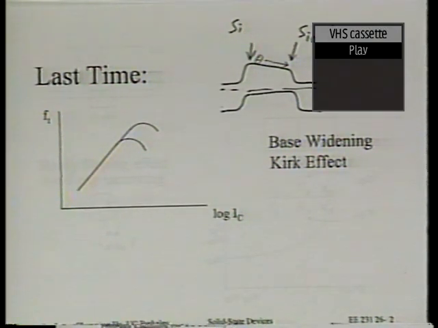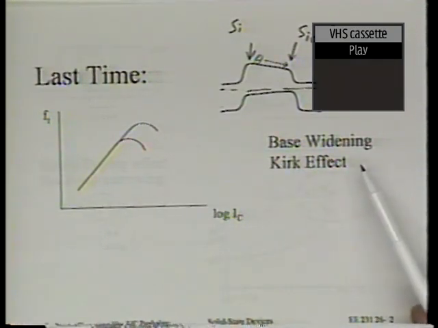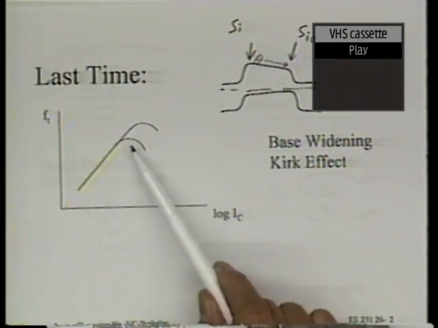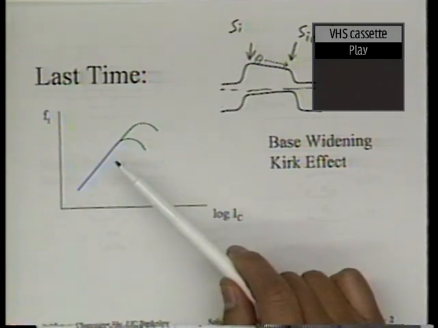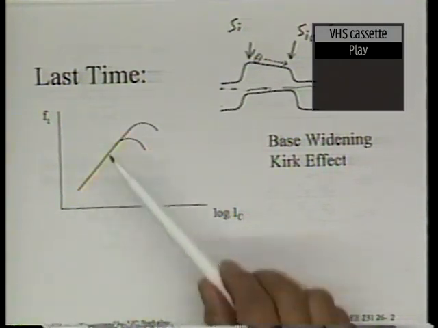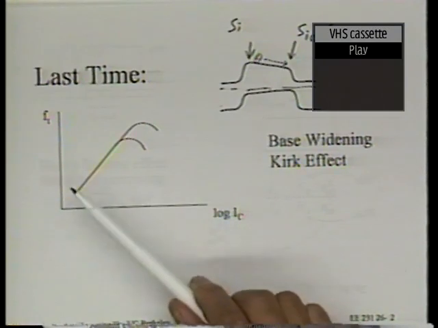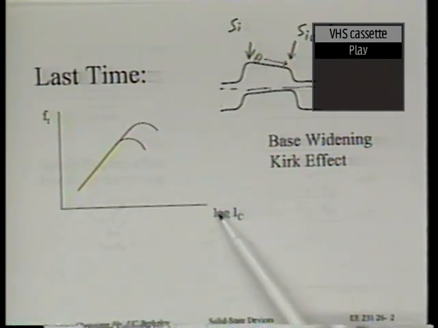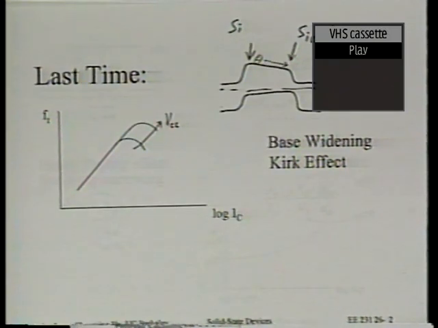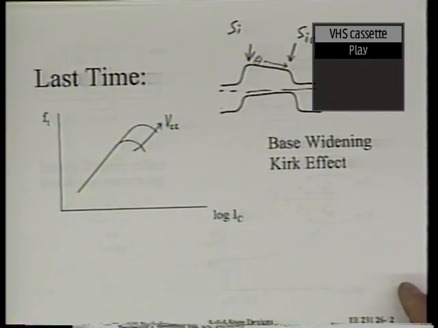Most of the time we spent last time had to do with base widening, or the Kirk effect. The important thing about this phenomenon is that it limits the maximum speed of the bipolar transistor. If it were not for that, in principle, we could push the frequency much higher. But because the base gets wider when the current density is very large, speed starts to decrease at high current density. As a result, the transistor speed increases with increasing current, peaks at some point, and drops. Where it peaks is somewhat a function of, though not that strong a function of, VCC, the bias voltage between the collector and the emitter. Any questions about what we talked about last time?